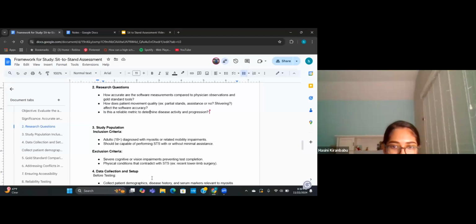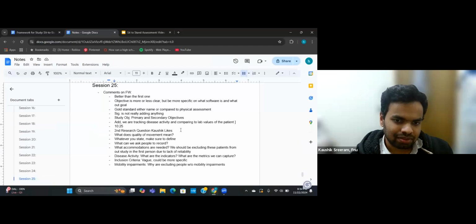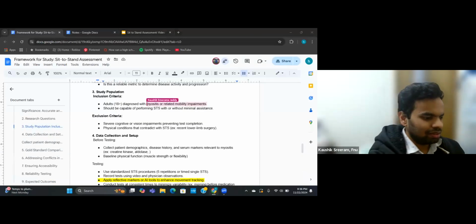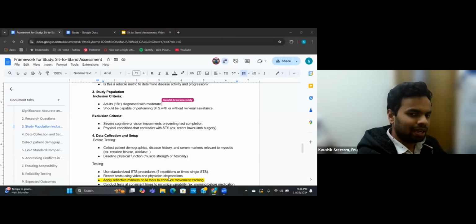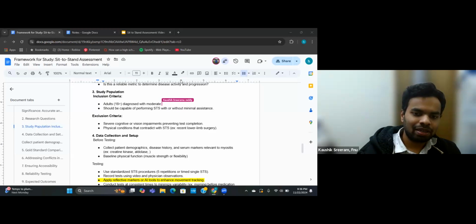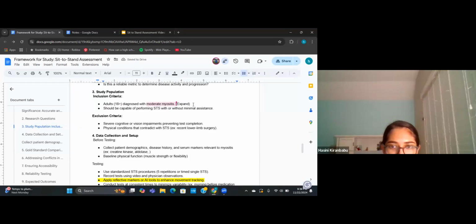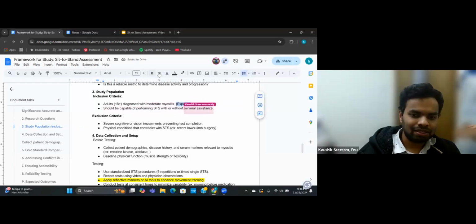Okay, we can change that. You need to expand more on top of that, but that's something that I would say. When you define moderate myositis, that's where you are getting more and more points. Here, minimal assistance.